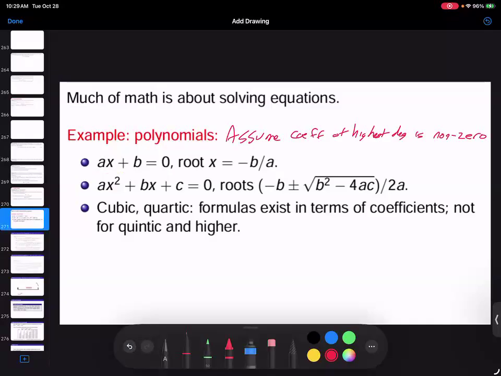If I give you a quadratic, ax squared plus bx plus c equals 0, we get the roots of negative b plus or minus square root of b squared minus 4ac over 2a. Do people know how to prove the quadratic formula?